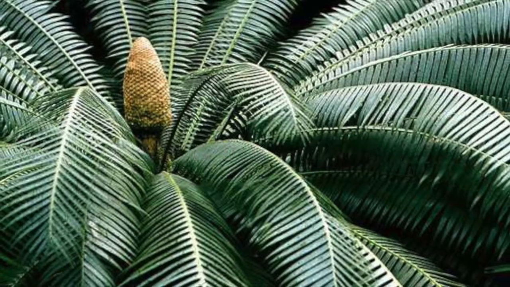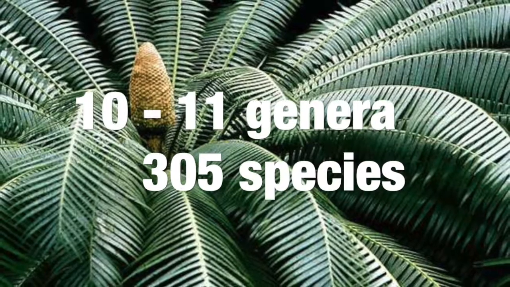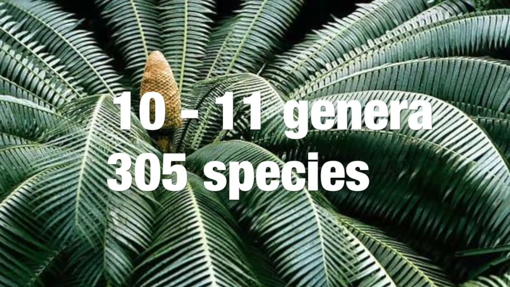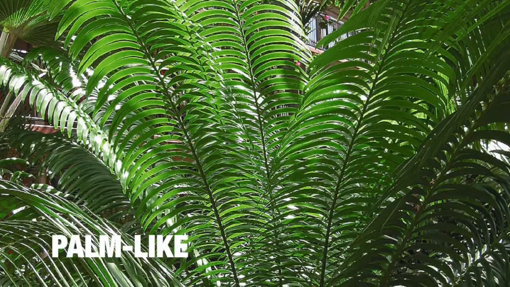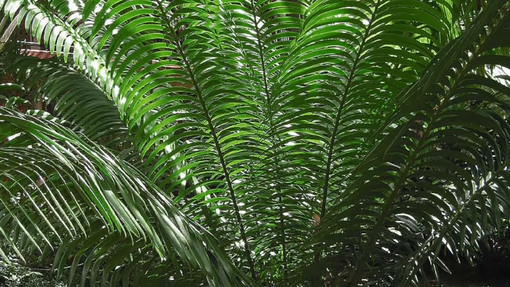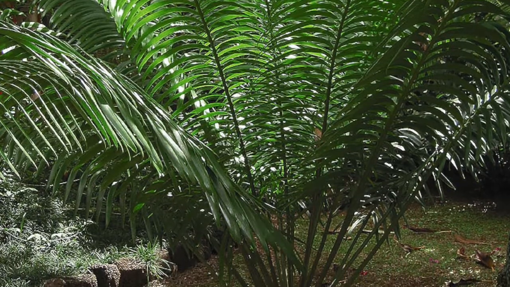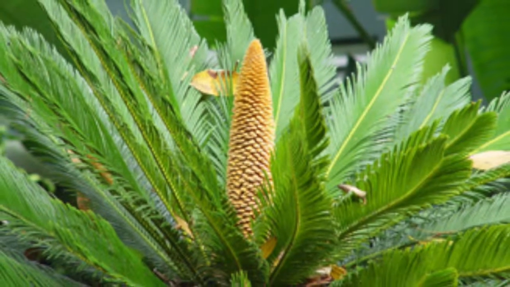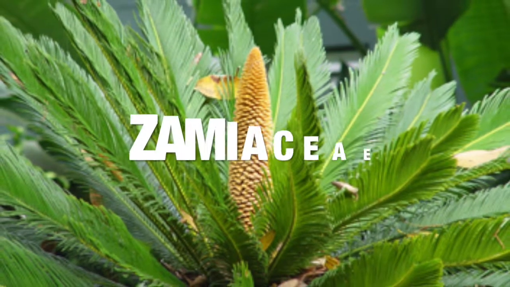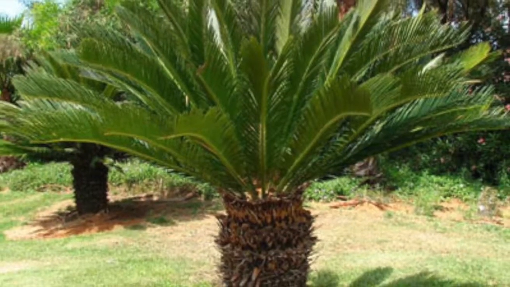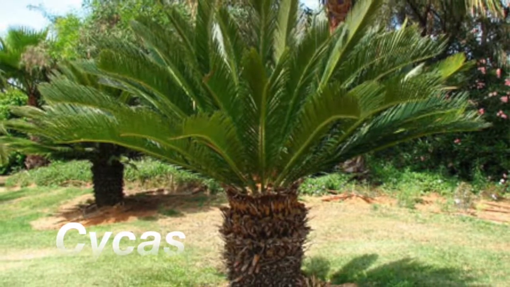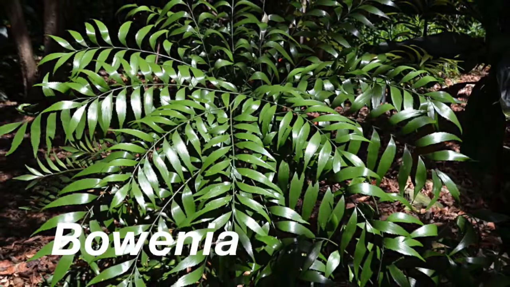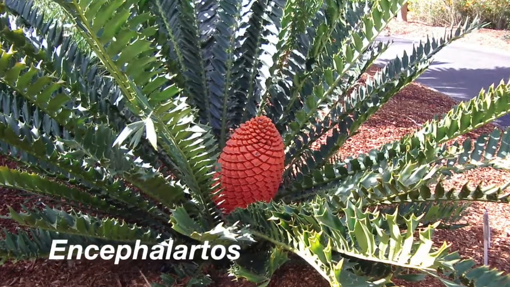Cycadophyta, more commonly known as cycads, possess 10 to 11 genera and 305 species that are scattered worldwide but are more centered in equatorial regions. Cycads are palm-like, cone-bearing plants with plump stems and leathery feather-like leaves, and are low in stature. There are only 2 families under Cycadophyta, namely Cycadaceae and Zamiaceae. Cycadaceae only has 1 genus, Cycas. On the other hand, some of the representative genera under Zamiaceae include Bowenia, Microcycas, and Encephalartos.